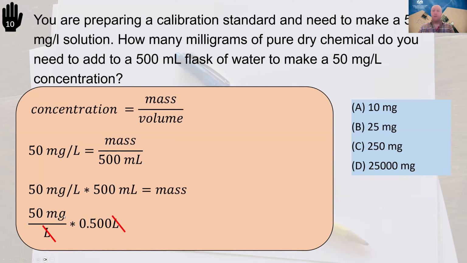That's a measurement of mass. So now we have our right answer as 25 milligrams. That's how many milligrams we'd have to add to this flask, and then add water, to get our 50 milligram per liter solution. Sometimes you do have to make this if you're in a lab and you're trying to make a standard to maybe calibrate your probe, or do all kinds of different things.